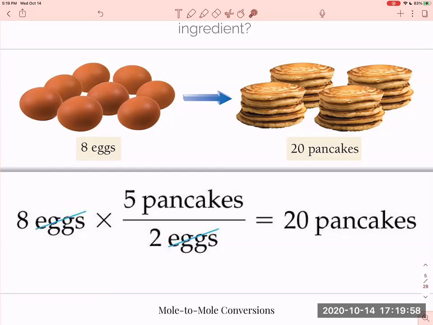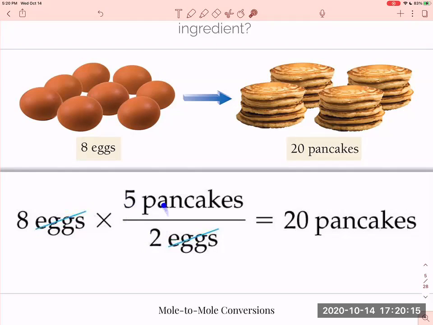relationships between things. So make sure that you are able to turn even a simple question like this into a dimensional analysis problem. Notice here that I have gotten rid of my egg unit by putting the eggs in the bottom. So 2 eggs from my recipe and 5 pancakes, that's from my recipe.